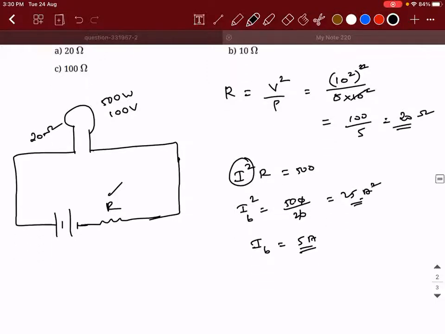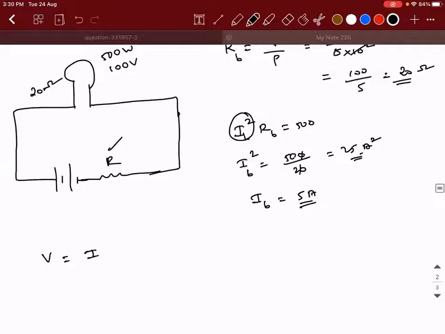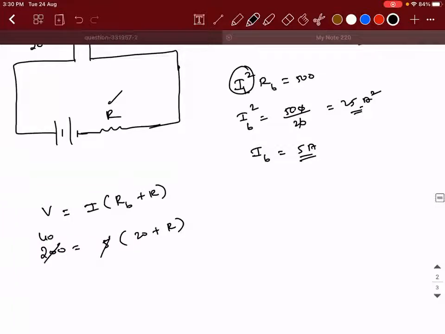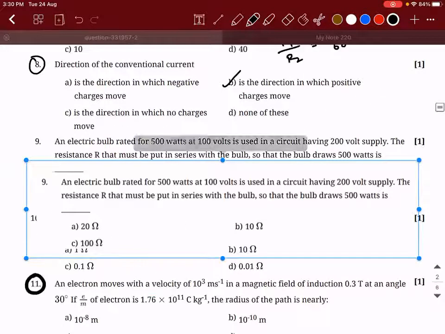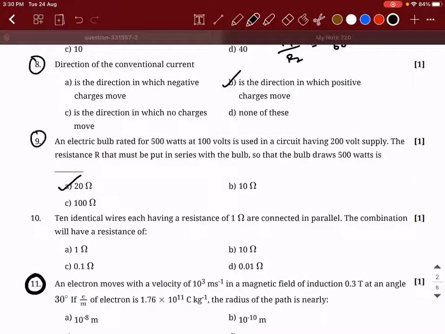Then at the end we use V equal to IR, and R will be 20 plus X, which is what we need. Okay, then I should use some other symbol here. I will call that the resistance of the bulb. This will be the current through the bulb. So V is equal to I into resistance of bulb plus capital R. So 200 is equal to current 5 into resistance of bulb 20 plus capital R. Correct? This is what you did? Yes, sir. So 20 is equal to R. Did you get 20 ohm? Yes, sir. So we need to connect a 20 ohm resistor in series with the bulb.